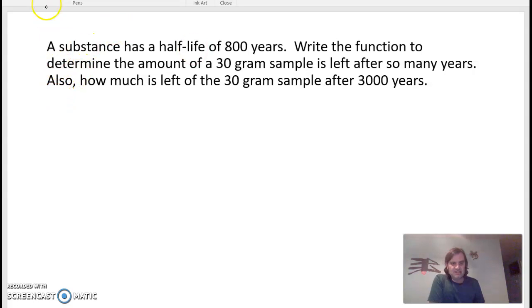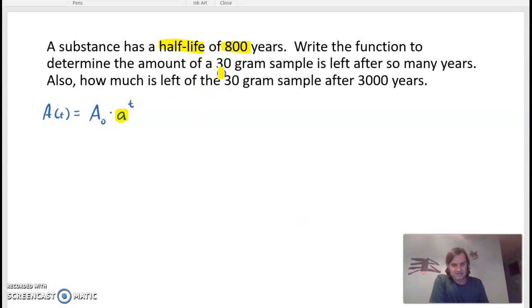Okay. So if we go back to our decay formula, it looks like A of t equals a sub 0 times a little a raised to the t. Okay, so the a sub 0 is the starting amount and the little a was a rate. So what do we have here? It says it has a half-life of 800 years. So that's going to allow us to find this a right here. So that's what we're going to do.